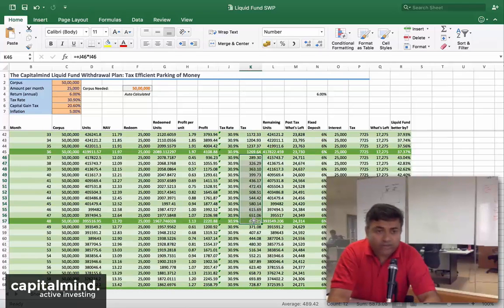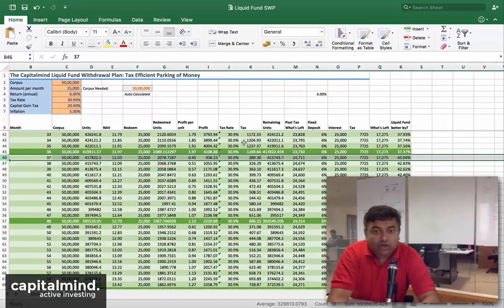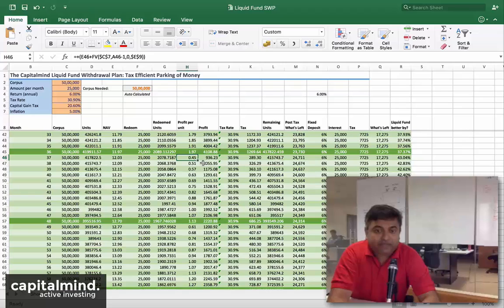That means don't assume that I bought at 10 rupees. Inflate my 10 rupees by the inflation amount every year. So I'll take 10 rupees and I'll inflate it by 5% a year. So that's 10 rupees 50 paisa for the first year, 11 rupees for the second year, 11 rupees 50 paisa for the third year. It's a little bit more than that because of compounding, but my profit per unit after I reduce this inflated cost is only 0.45. So if you look at row number 46 and column number H, you've got 45 paisa of profit per unit.